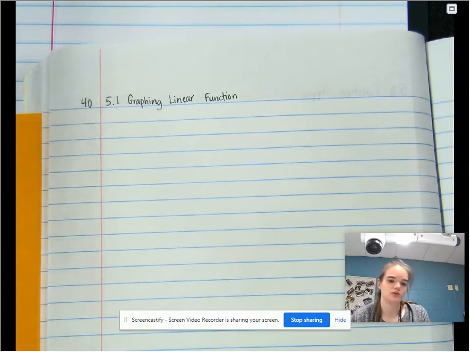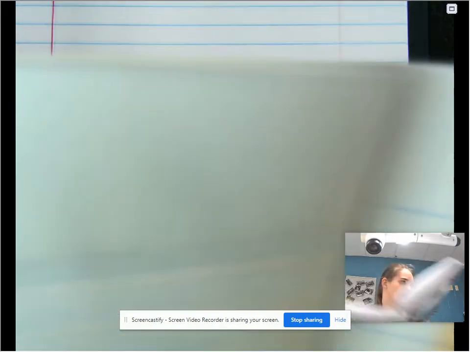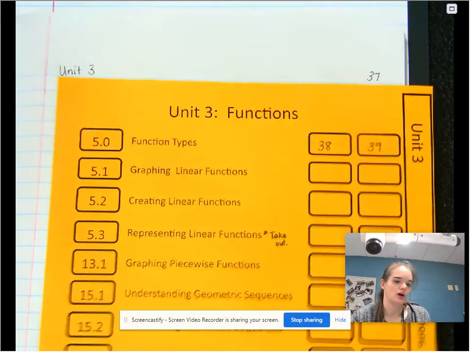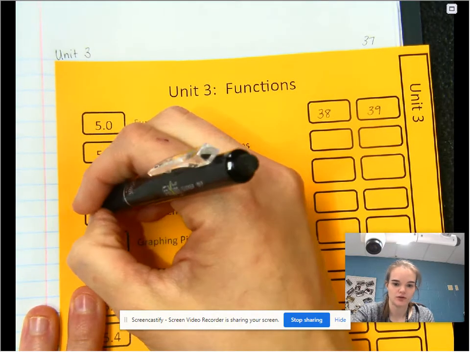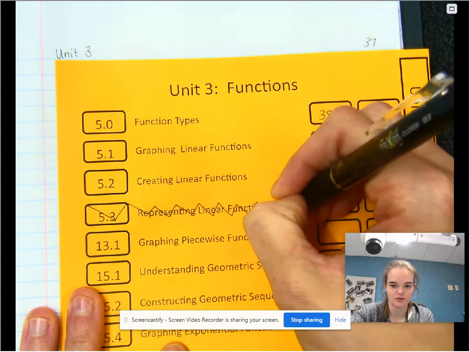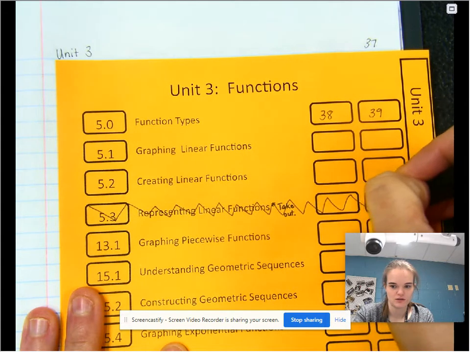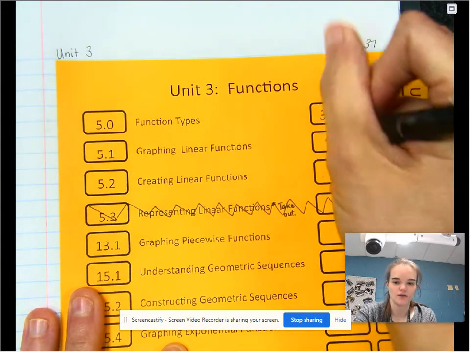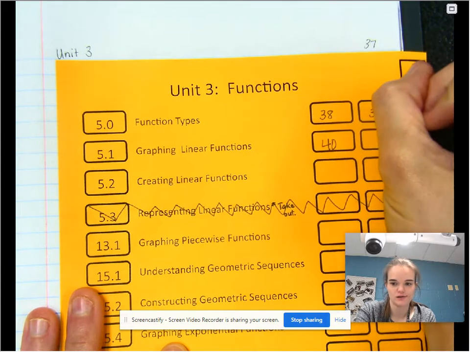I do want you to go ahead and do something for me before I forget, and that's to turn back to your tab. We do not do this one. Go ahead and cross this one out. We did in years past, but we're not doing this one. So that shouldn't be there. And this will be on 40 and 41.